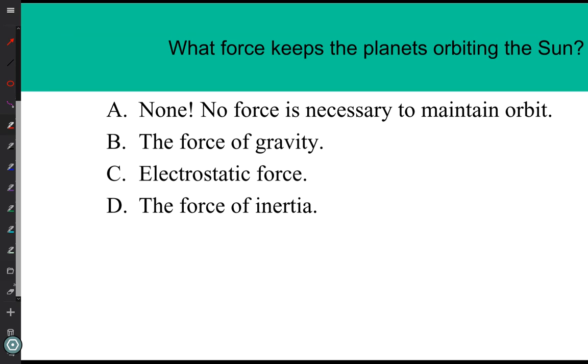What force keeps planets orbiting the sun? Okay, everybody answered. We had 8 that said the force of gravity and 3 that said the force of inertia.